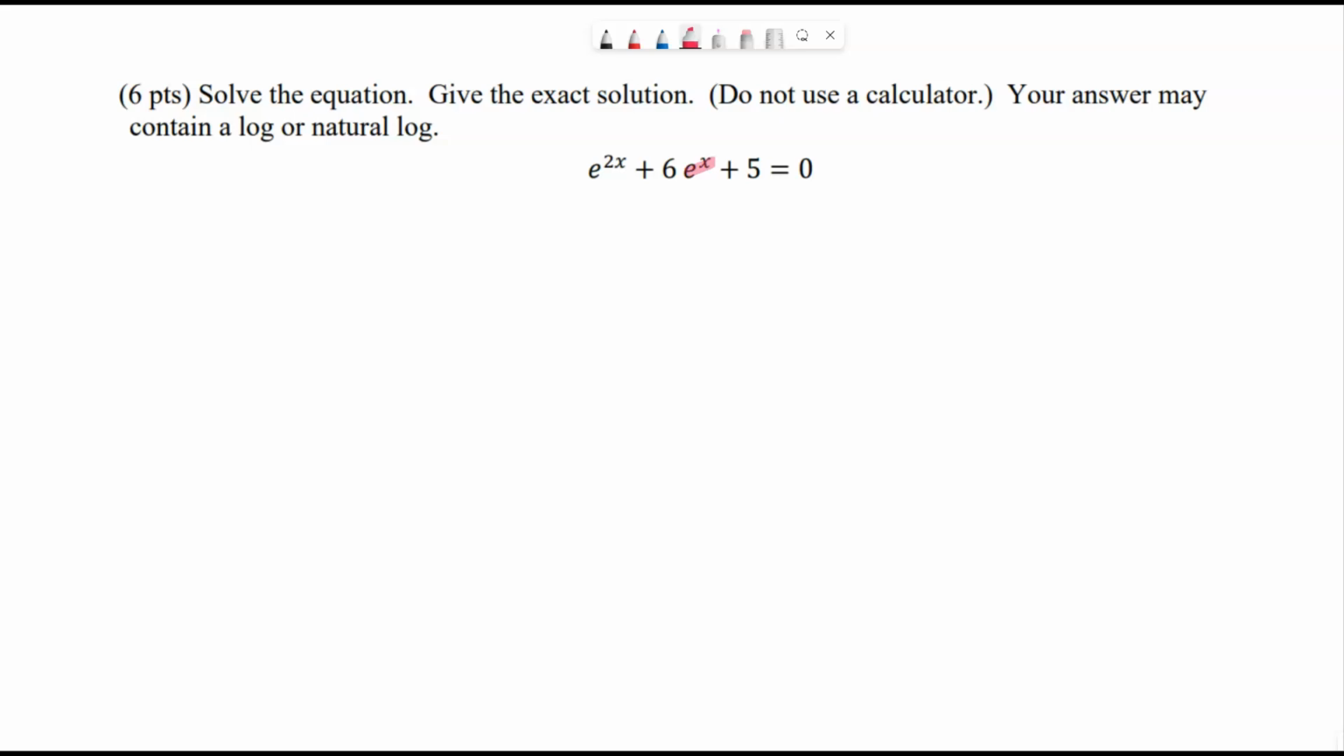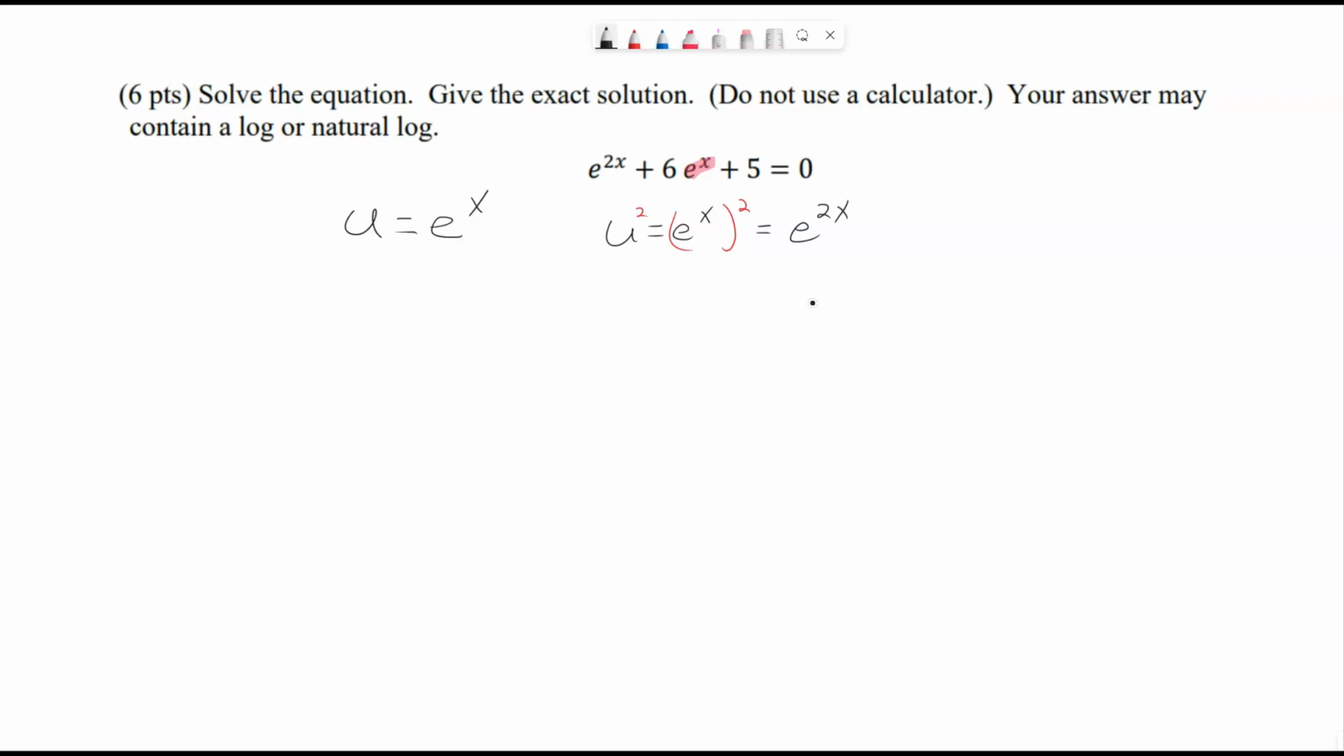So the inner variable is the e to the x. So you have the coefficient of 6, whatever it's multiplied by is the inner variable. We're going to try a u substitution, u equaling that inner variable. We then have to square both sides to see what u squared would be. And when we raise a power to a power, we multiply, so that's e to the 2x.